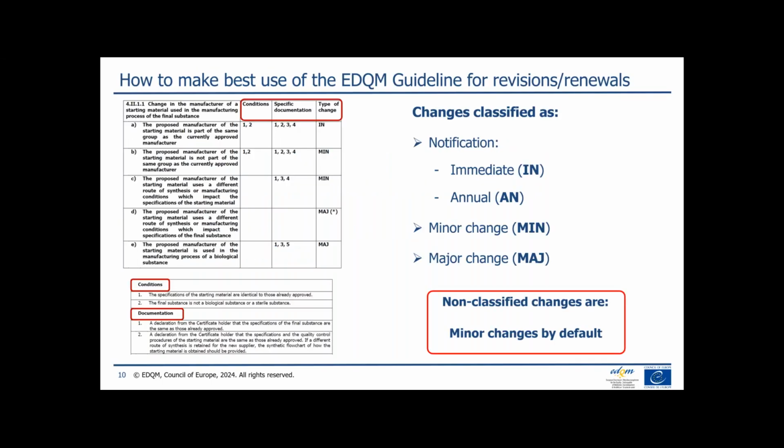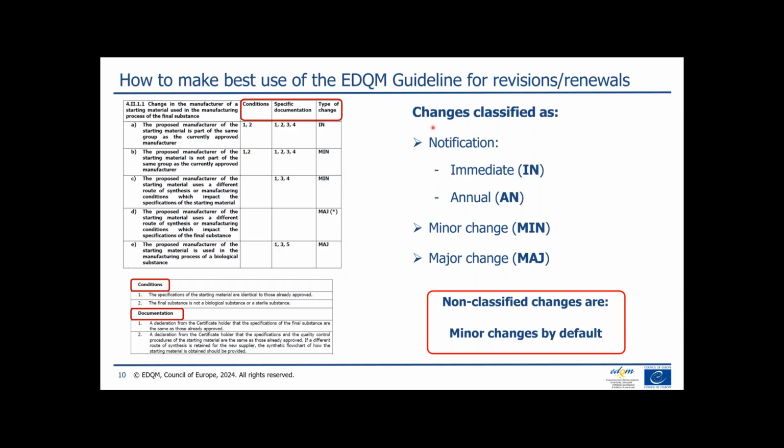The EDQM guideline that I have mentioned for revisions and renewals is structured in a way that has first the number of the change, then the description of the change, conditions that this change has to fulfill, specific documentation that has to be submitted, and type of the change.